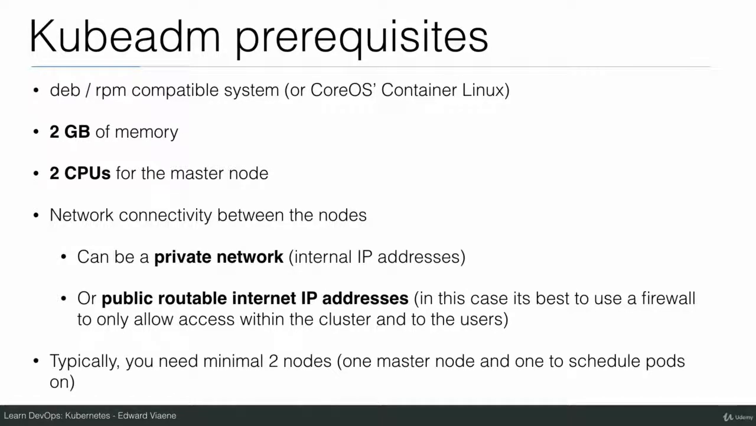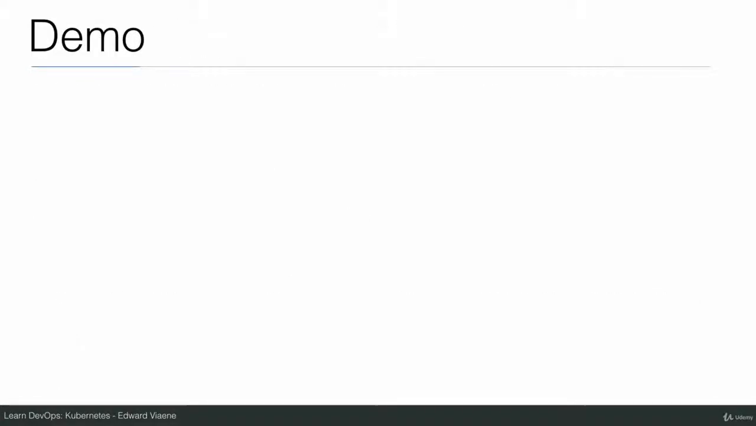And typically you need minimum 2 nodes, 1 master node and 1 node to scale pods on. By default, you shouldn't be running your pods on the master, but if you only have 1 node, you can still configure Kubernetes in a way that you accept launching pods on the master node, so that you only need 1 node. But typically, we're going to use a minimum of 2.